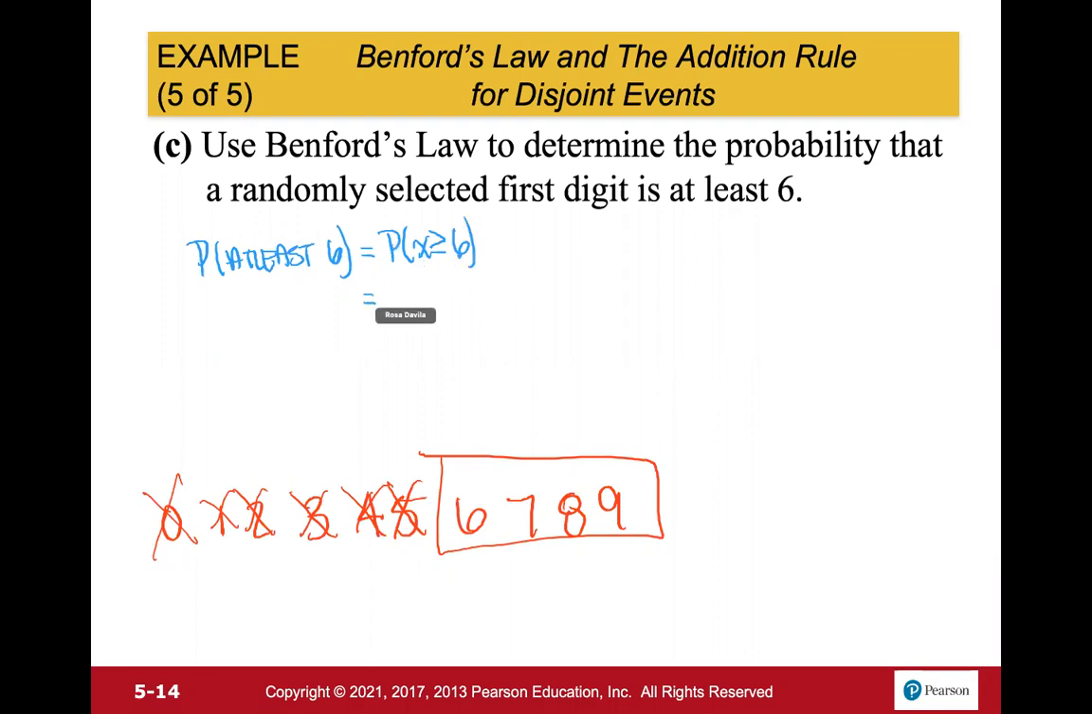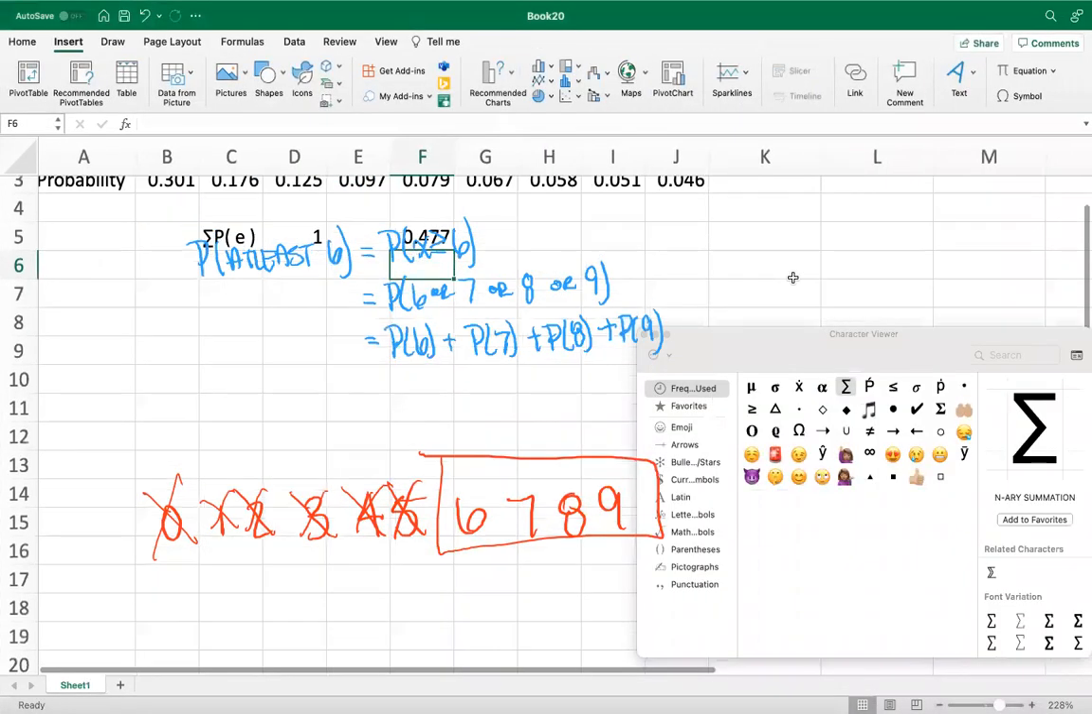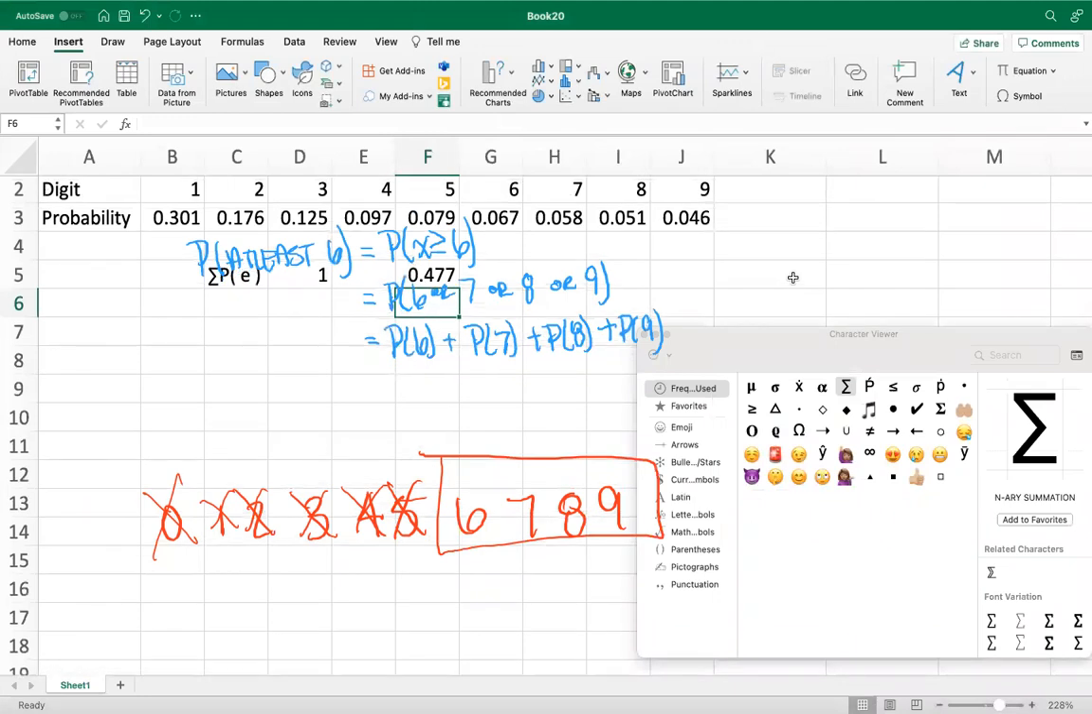So in other words, this is a probability of 6 or 7 or 8 or 9. And from here, since these are all independent events, we're able to separate them and go from there as a probability of 6 plus probability of 7 plus probability of 8 plus probability of 9. And let's bring it over here, so that we can see all of the probabilities.